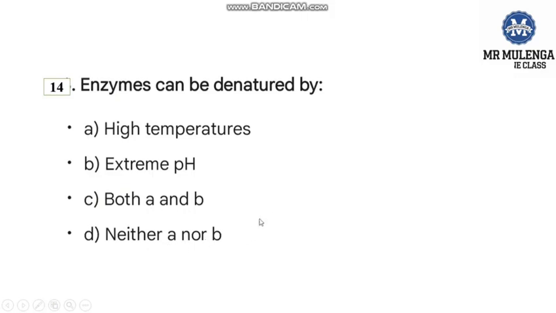Neither A nor B. So enzymes can be denatured, or enzymes can be destroyed, by both high temperature and extreme pH. So the correct answer here is C, both A and B. So C is our correct answer. Both high temperature and extreme pH can destroy the enzyme. We now move on to our next question.